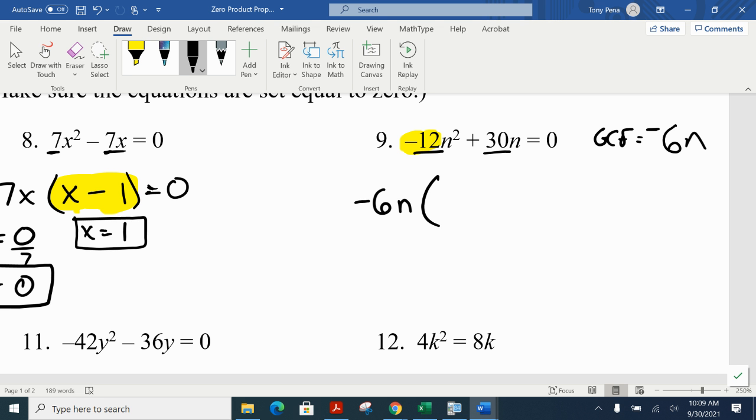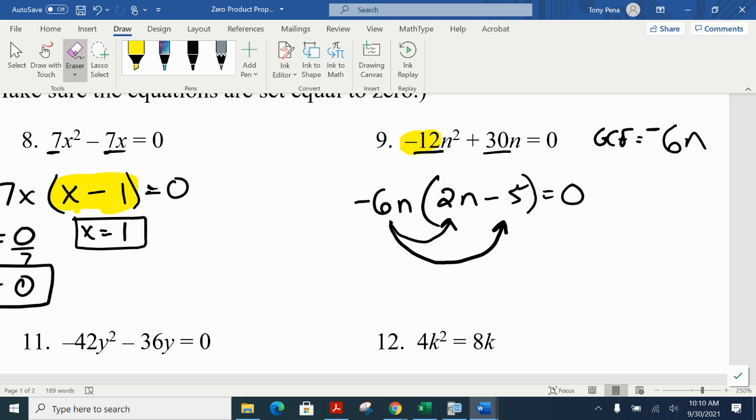Then we're going to multiply by whatever remains. So a negative 6 multiplied by what would give us a negative 12? 2, positive 2. And then we had 2 n's. One of the n's got pulled out, so there's only 1 n remaining. Then a negative 6 multiplied by what would give us a positive 30? So negative 6 times what would give you a positive 30? Negative 5. We had 1 n, I pulled it out, so there are no n's left over. That's our factored version.